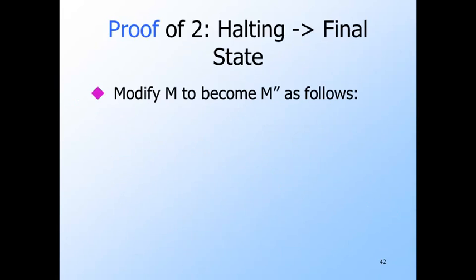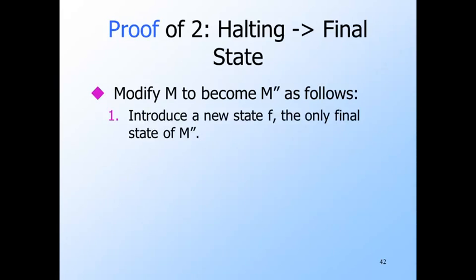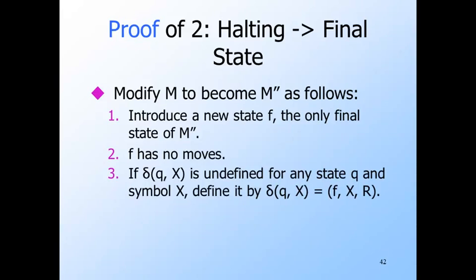The construction in the other direction is also pretty easy. Now we assume M accepts some language L by halting, and we want to modify it to become M double prime, which accepts L by final state. We introduce a new state F, which is the final state of M double prime. F has no move, so in fact M double prime will also halt when it accepts, but it doesn't matter. Once a Turing machine enters a final state, if acceptance is by final state, then nothing it does in the future will negate the fact that the input was accepted. If M halts in any situation, that is, delta of q and x is undefined, then define it and make the next state be F.